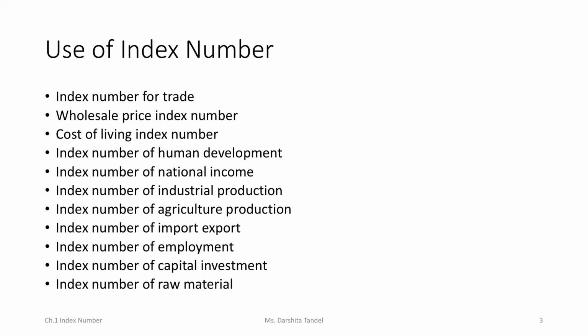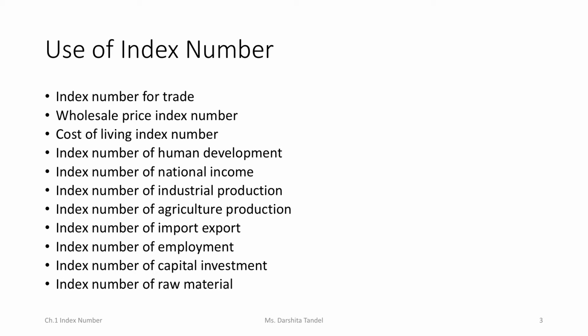Third, cost of living index number. This index number is useful to study the changes in the cost of living of people of different sections. Fourth, index number of human development. This index number is useful to determine the state of human resources, standard of living, life expectancy and level of education, and it gives information about human resource development.